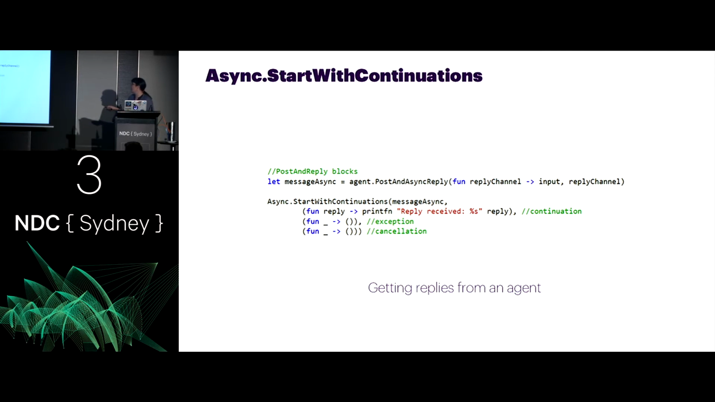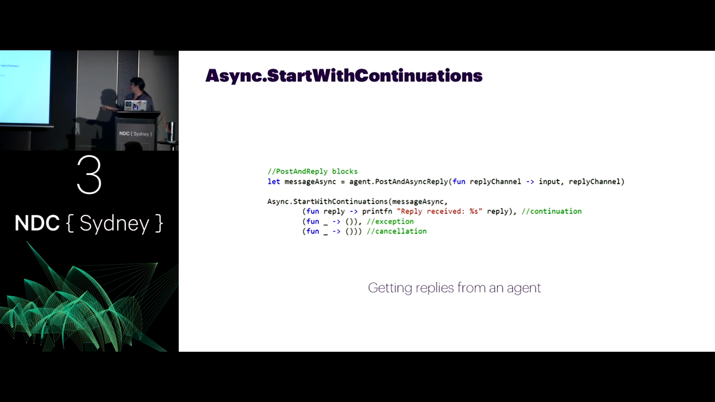If you're using, for example, a reply, then this is a good way of handling that reply. So we have our message async here. We have an async post and reply, handling, gathering the reply channel. And then async start with continuations. We send in the message async, which is doing the post and async reply.